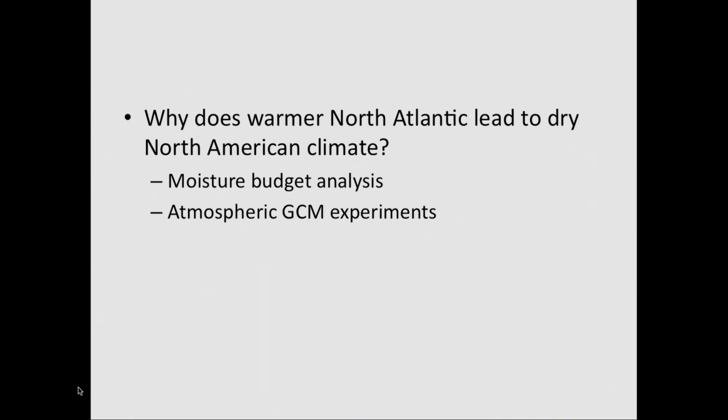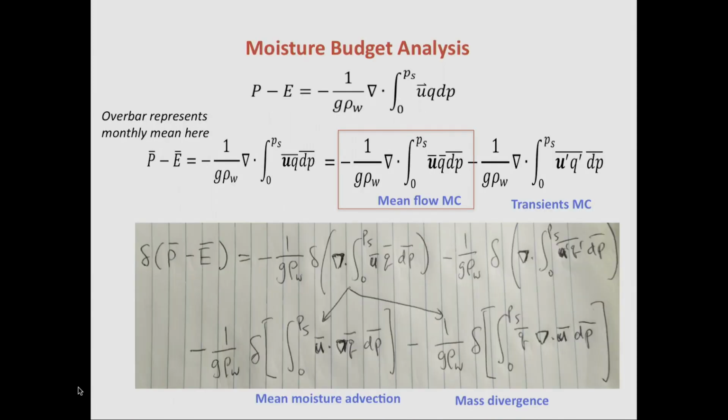So again, coming back to the mechanism: why does a warmer North Atlantic lead to a dry North America? We did some moisture budget analysis and atmospheric GCM experiments. I may not have the time to show all of that. My equation editor just stopped working, so I couldn't type all these equations.